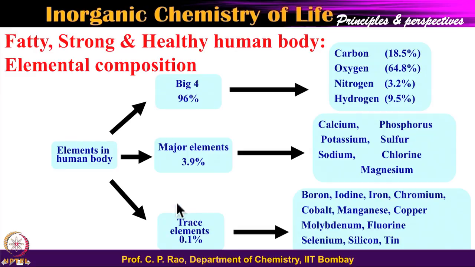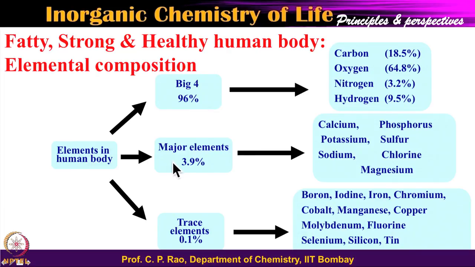So, therefore, this is a 1,000th part of 100%. When you have something so small, you call it a trace. The word trace comes from the concentrations in which they are present, but their role is not trace. Their role is very important. If you have the big 4 elements, you will have a fatty body, you will not have any life at all.